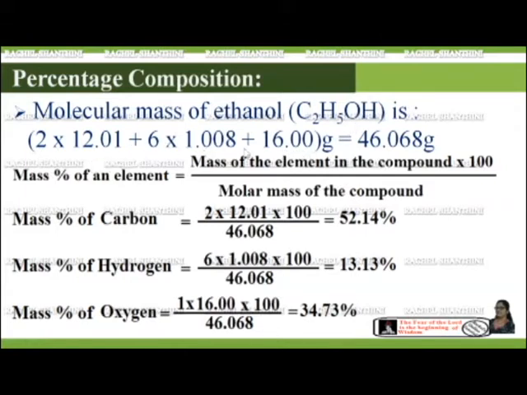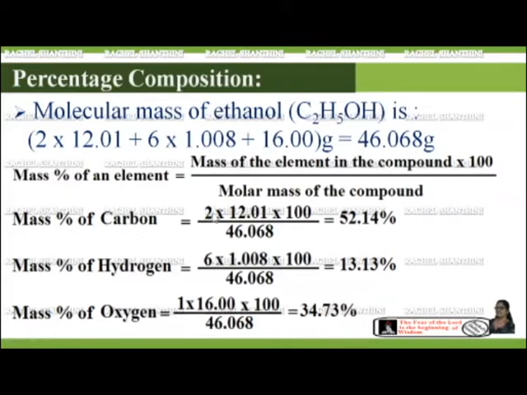When we add all these numbers, we get 46.068, which is the molecular mass of ethanol. We know the formula to find the mass percentage of an element, which is equal to the mass of the element in the compound divided by the molar mass of the compound into 100. First, let us see the mass percentage of carbon.